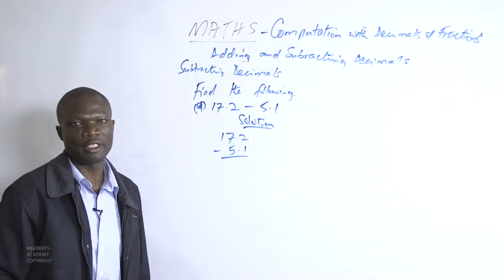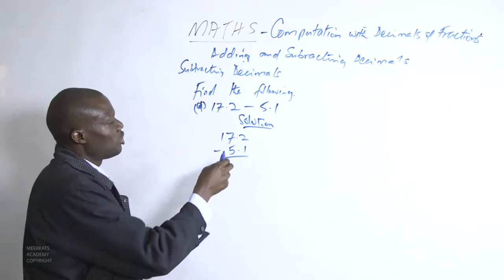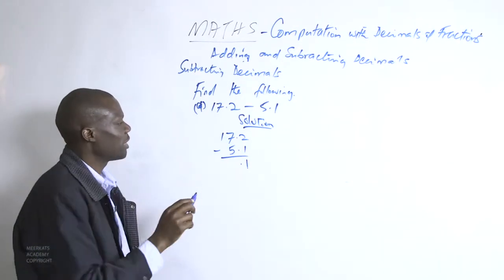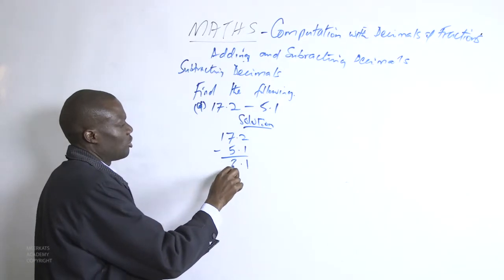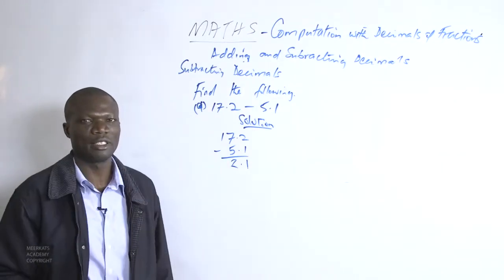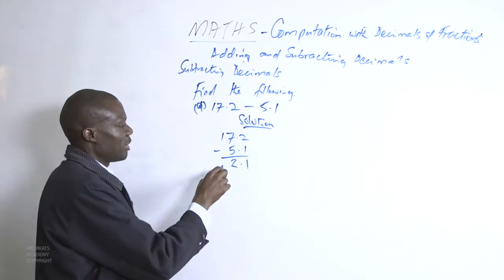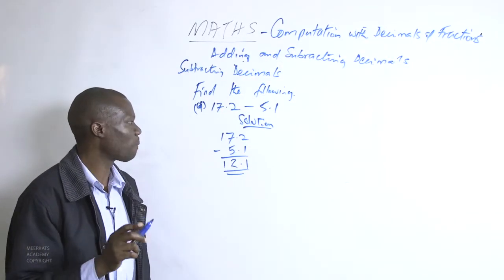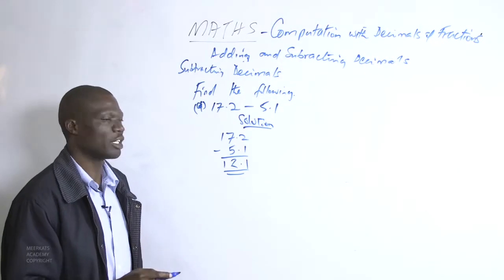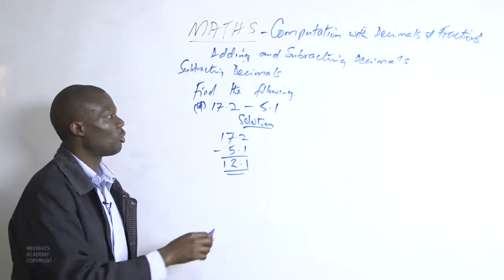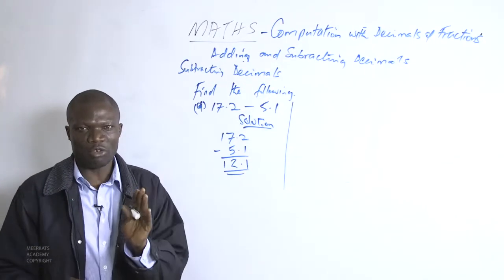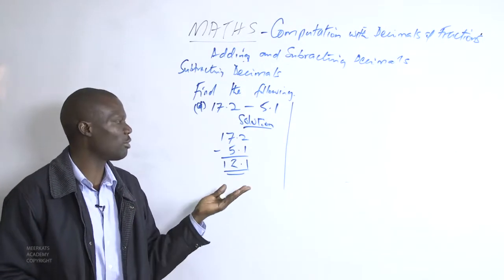The decimal places are the same. So we have 2 minus 1 is 1. Then 7 minus 5 is 2. 1 minus 0 there is 1. So when you subtract these, 17.2 minus 5.1, you get 12.1.